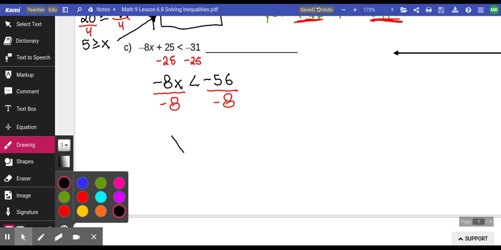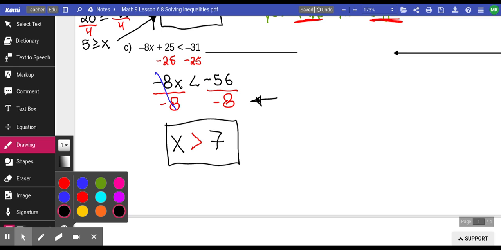On the left side, negative 8 divided by negative 8 would give me x. They would equal 1, they cancel out. Instead of less than, it is now a greater than symbol because I divided by a negative right here. So I flip my sign. And then negative 56 divided by negative 8 is positive 7. So my answer to this is x is greater than 7.